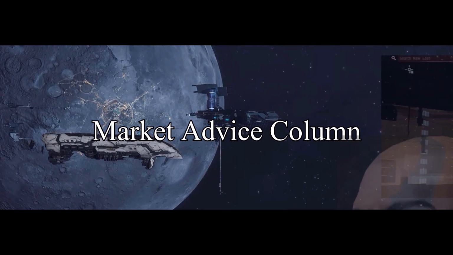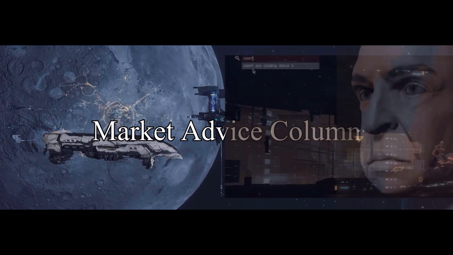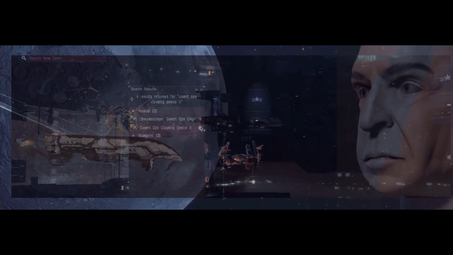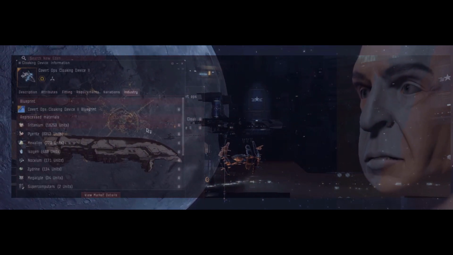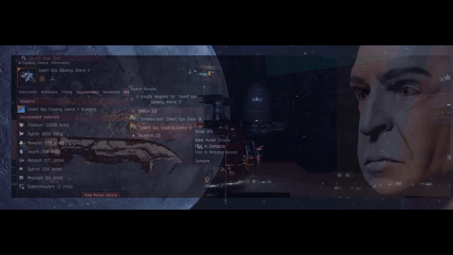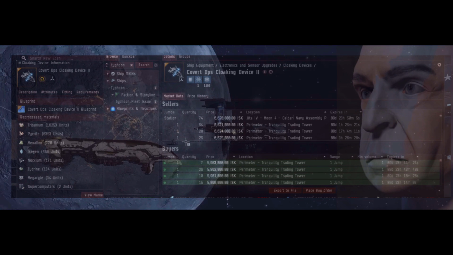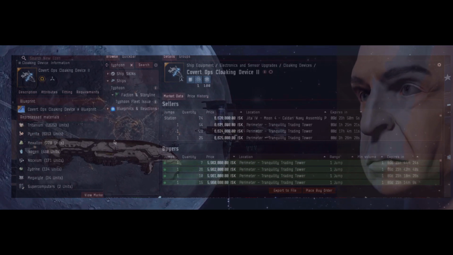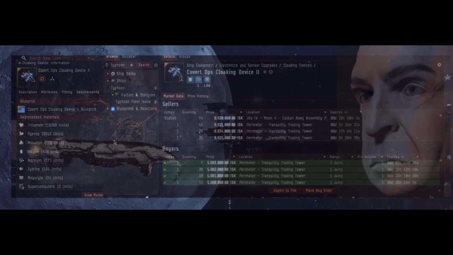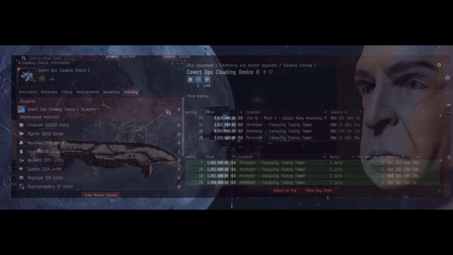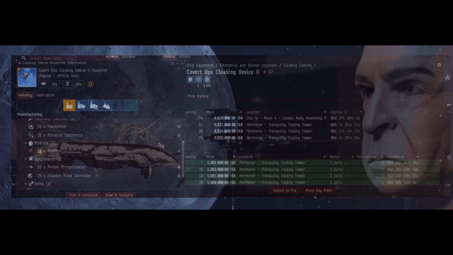Let us take a look at the Covert Ops Cloaking Device 2 as an example. This is a product that I know will sell anywhere if it is reasonably priced. Everyone runs out of cloaking devices and needs one on short notice. It is a good convenience item. You will not make your living on this item, but you will make a little money.